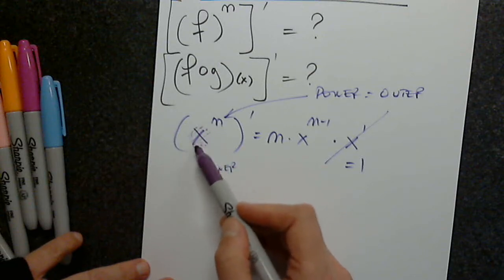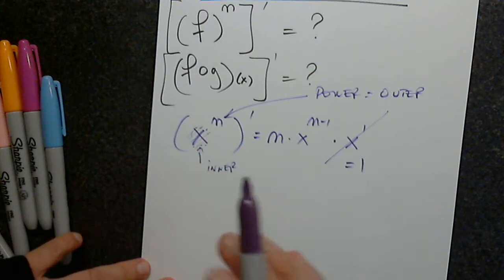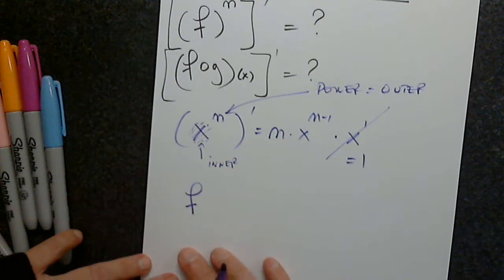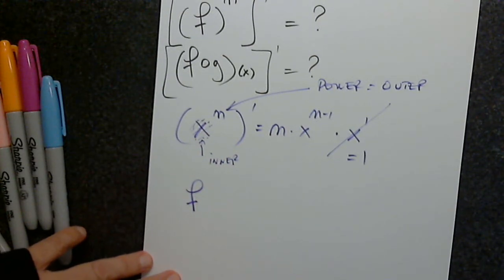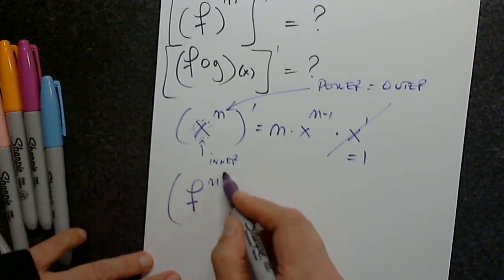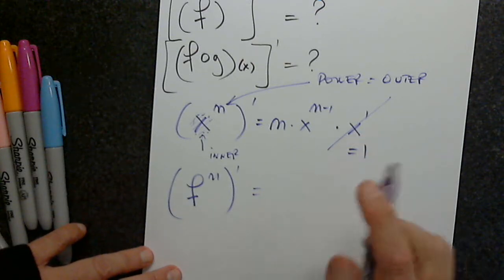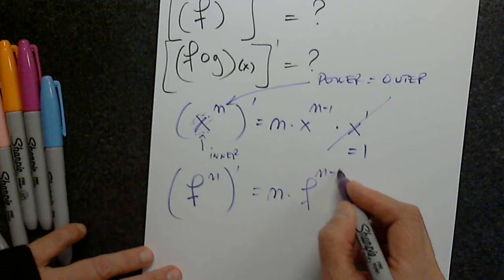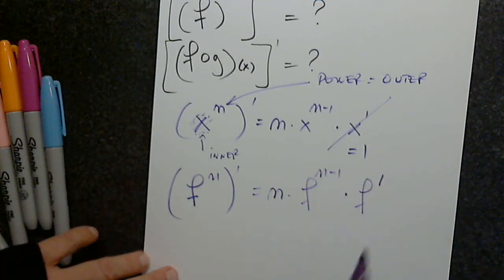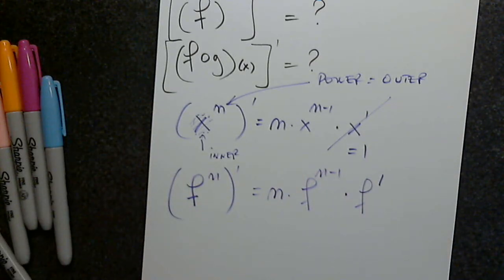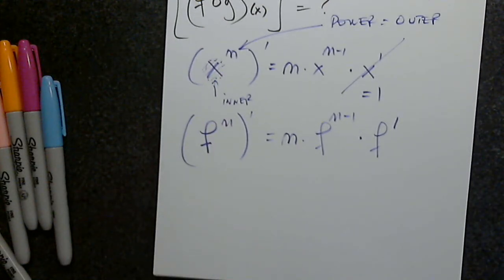If this quantity is anything but plain x, like a function, and you can say, but x is a function. True. But anything but the identity function, which is f of x equals x, to the nth power prime, this will have to stay. So it will be n times f to n minus 1 and times f prime. So let's look at an example right here, right now. And then we come back to the function composition in general.